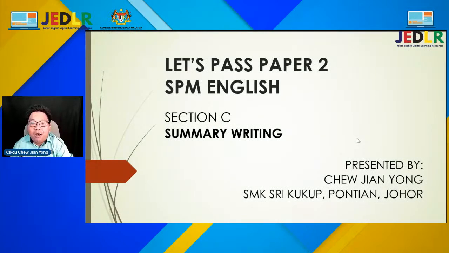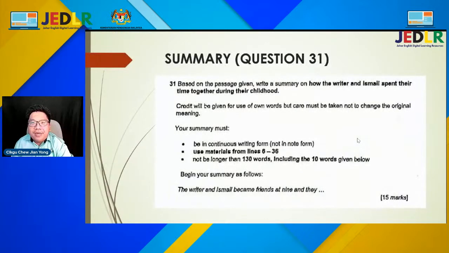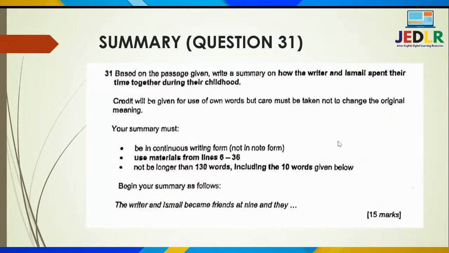Okay, without further ado, let's proceed to the next part of section C, which is summary writing. In your SPM paper 2, section C, you'll be given a reading comprehension text. Then you have to answer comprehension questions, question 26 to 30, followed by summary writing. Summary writing is actually your question 31, soalan 31, and this is an overview of how the question is going to be in your SPM examination. So I believe most of you are already very familiar with it. So allow me to continue.